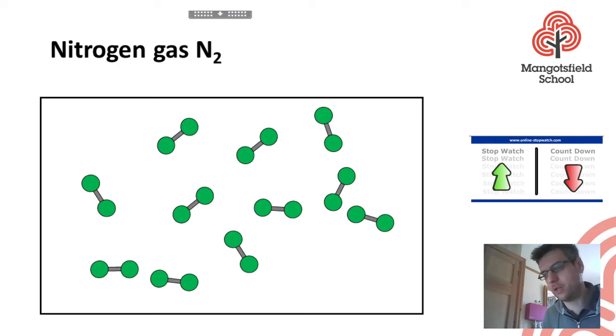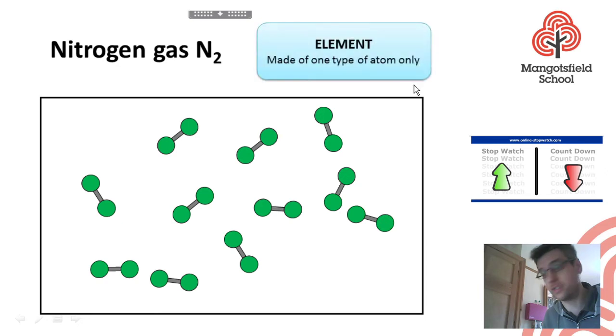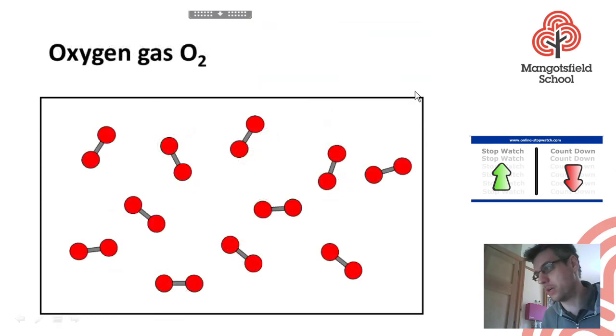I will tell you, hopefully you've had a chance to think about it. It's got one type of atom only. It's an element. Nitrogen gas, N2, is an element made of one type of atom only. What about oxygen? I'm going to pause for 5 seconds whilst you have a think about it. Element or compound?